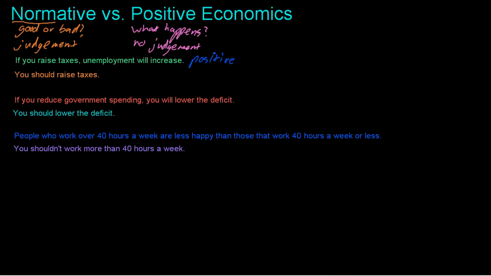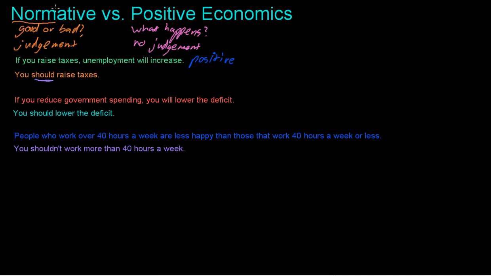So that's our theory. But we aren't saying whether we should or should not raise taxes. And then on the next line, I put a different statement that says you should raise taxes. So in the political debate, it always seems to be whether we should raise or lower taxes and raise or lower government spending. So this is a normative statement because we are making a judgment. We are saying that you should do something.